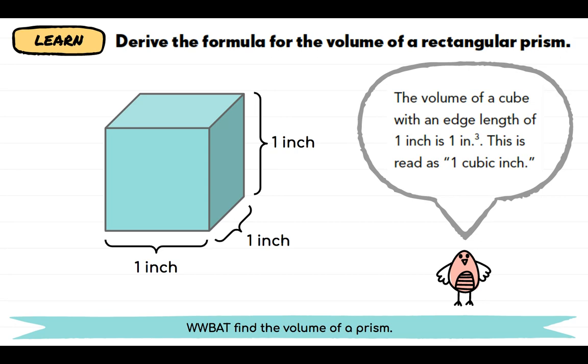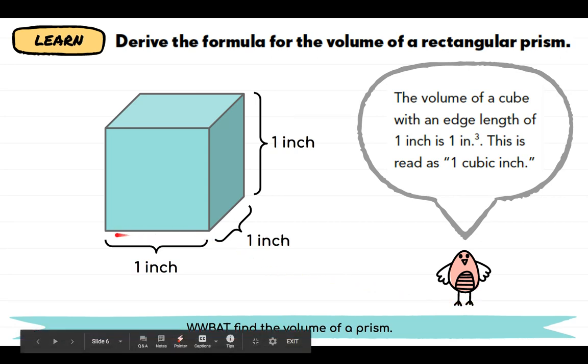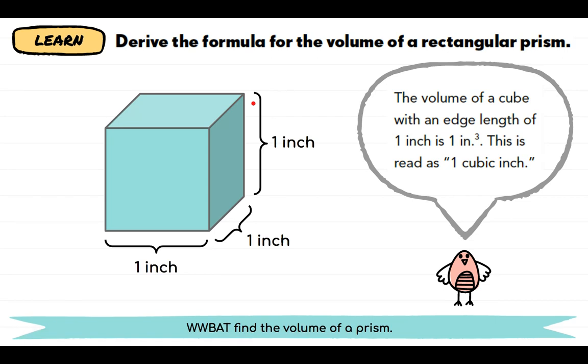So the volume of a cube with an edge length of 1 inch is equivalent to 1 inch times 1 inch times 1 inch, which is the same as 1 inch to the power of 3. And this is read as 1 cubic inch because this cube is 1 inch on all sides. Basically, when we are trying to find the volume of something, we're just asking how many cubes can we fit in those things. And whether it's inch, feet, kilometer, it depends on the size of the container that you want to fit something inside.